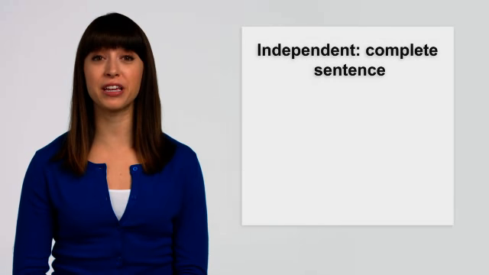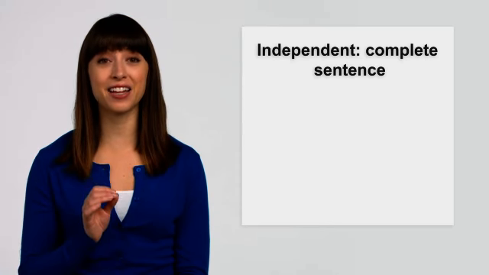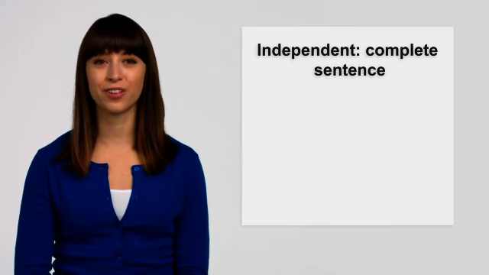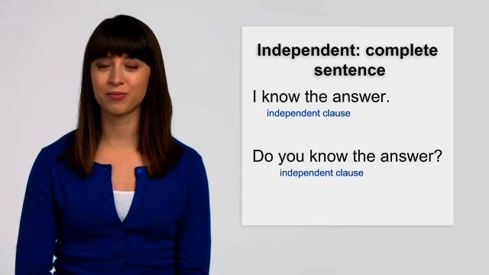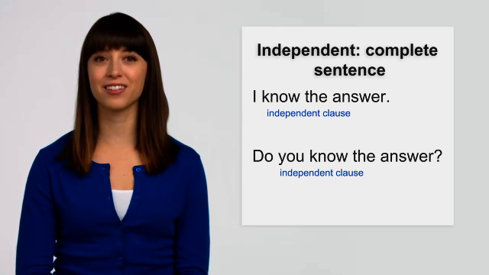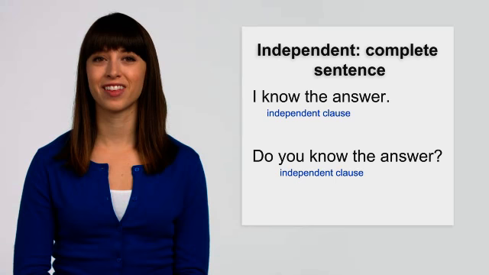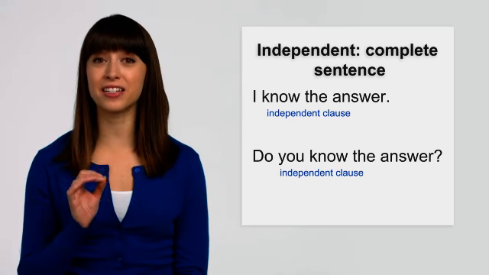Do you know what a clause is? It's a group of words that contain a subject and a verb. An independent clause can be a statement or a question. It can stand by itself. Look at these examples. I know the answer. And do you know the answer? They are both independent clauses.